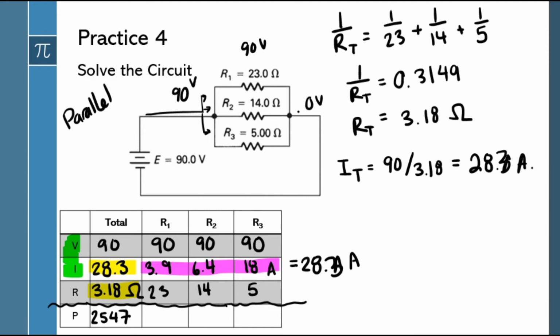90 times 3.9 for R1 is going to give me 351 watts dropped at R1. 90 times 6.4 will give me 576 watts dropped or dissipated at R2, or consumed. And then for R3, 90 times 18 gives me 1620 watts. And what do we expect to see? Total these up and you should get the total power. So another property of power in parallel circuits.